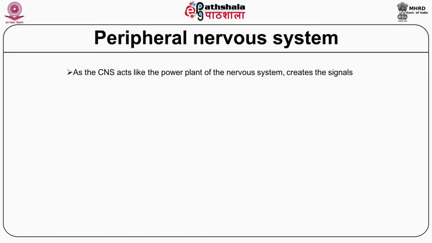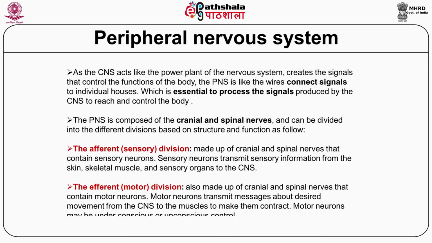Now, we talk about the peripheral nervous system. As the central nervous system acts like the power plant of the nervous system, creating the signal that controls the function of the body, the PNS is like the wires which connect signals to individual houses. It is essential to process the signals produced by the CNS to reach and control the body.